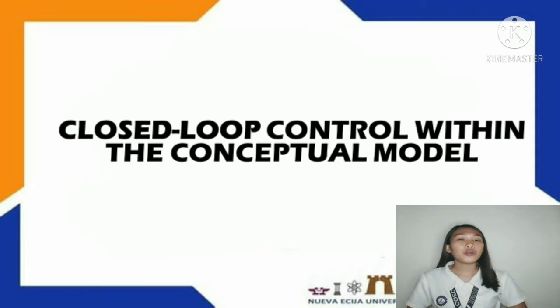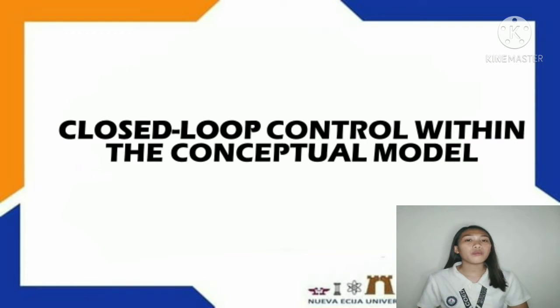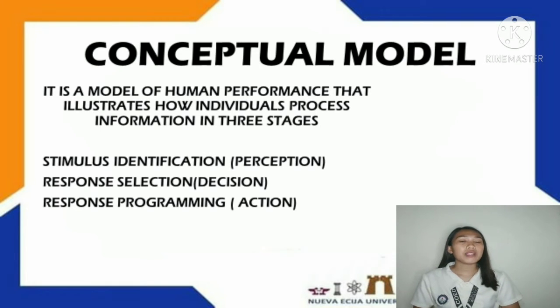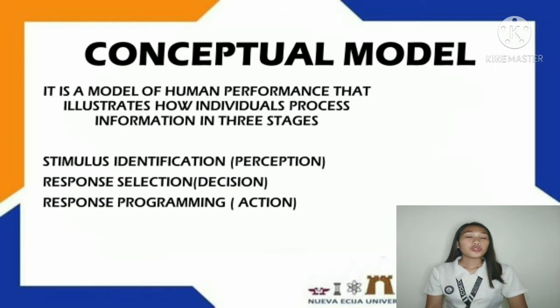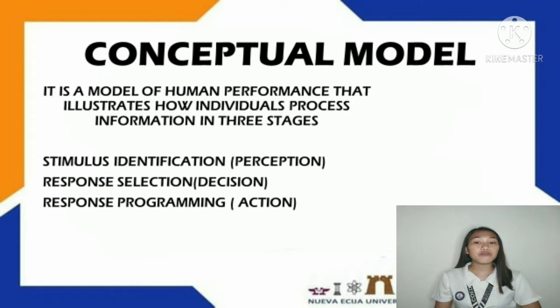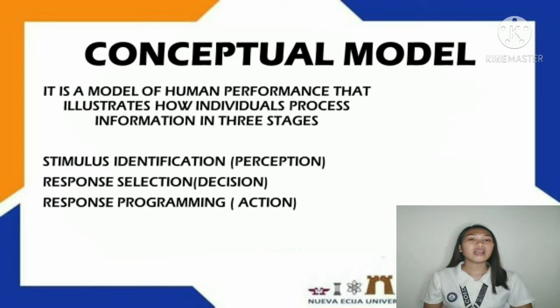Now, let's move on to closed-loop control system within a conceptual model. The conceptual model is expanded by adding the control loop system mechanism. So, conceptual model: it is a model of human performance that illustrates how individuals process information in three stages. So, what are the three stages of conceptual model? These are stimulus identification or perception. It detects the environment information.